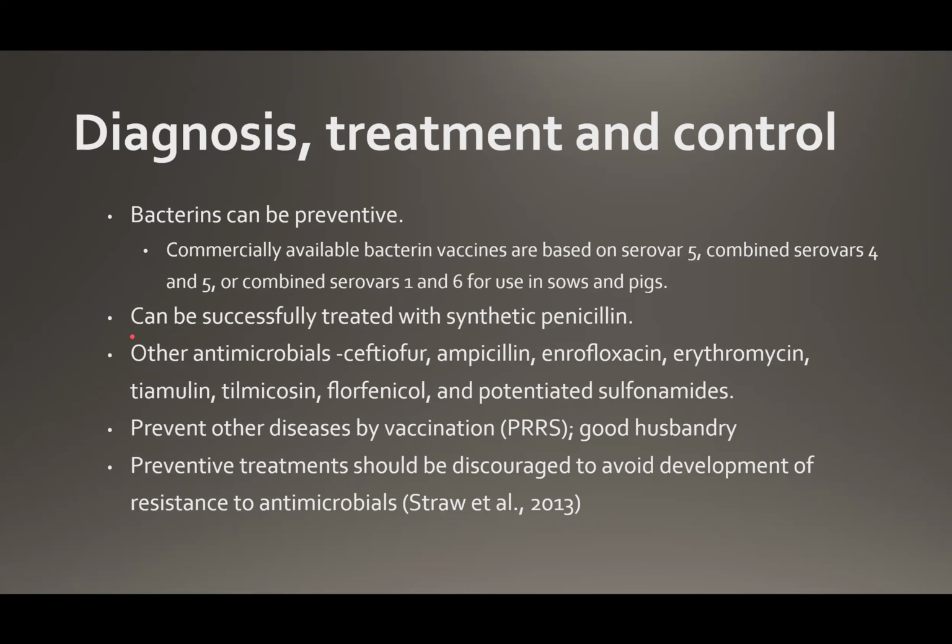And this can be successfully treated with antibiotics. And so here's a list of most of the antibiotics that are used. Then we can prevent the secondary bacterial infections by vaccinating for the other viral diseases such as PRRS and PCV2. So if we prevent the viral infection, then we can also prevent the secondary bacterial infection. So that's a strategy. And then preventive treatments should be discouraged to avoid development of resistance to antimicrobials.